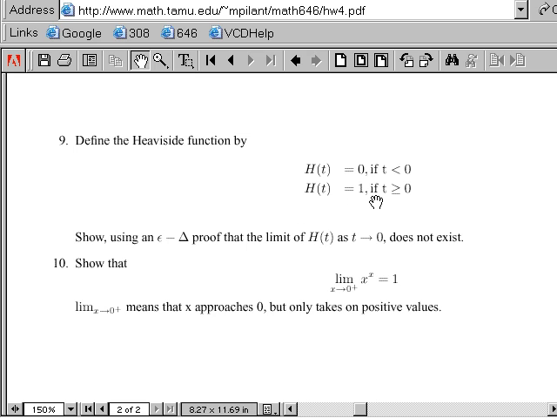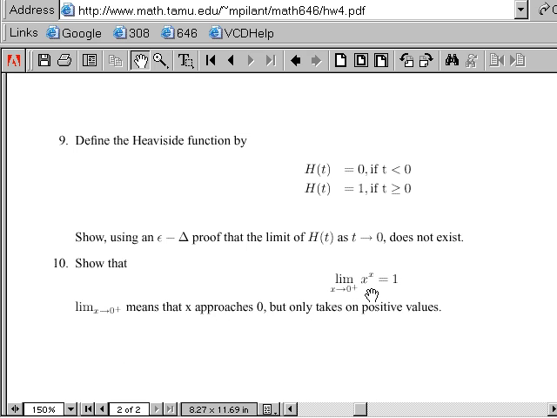Another limit, this is a continuity problem. The Heaviside function has a discontinuity at t equals 0, and show again using an epsilon-delta proof that the limit does not exist. So that means given an epsilon, you cannot find a delta such that if you're within delta of 0, h is within epsilon of the limit.